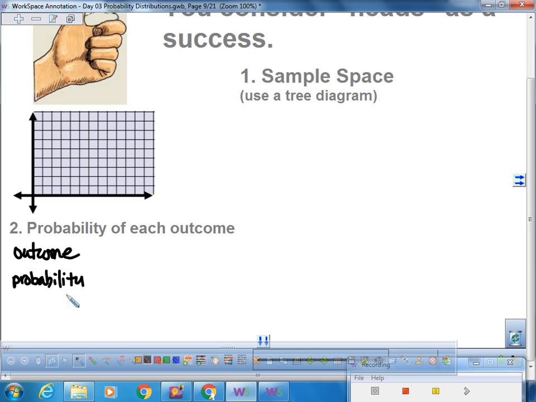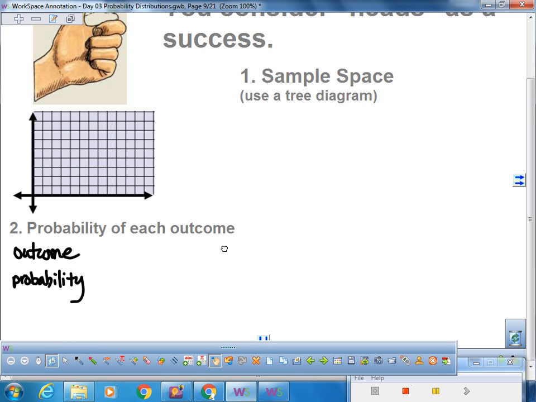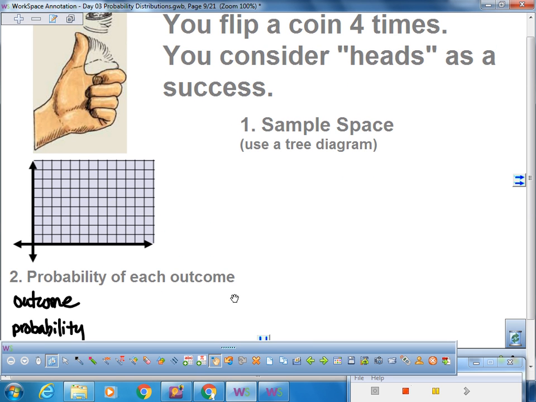Okay? So this says, specifically, we flip a coin 4 times and you consider heads as a success. So we're looking for successes. So what would you consider, Janae? What would you consider? I know you guys are working on what you're supposed to, but I want you to pay attention for a second, okay? So what would you consider a success then?